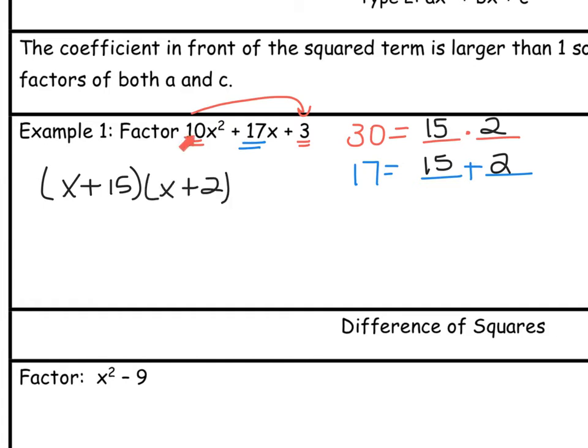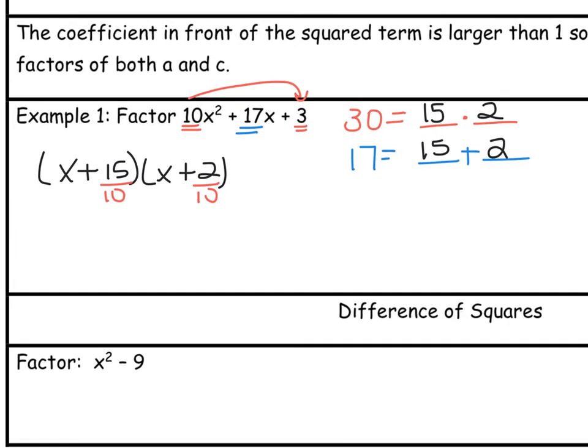But we have to consider the fact that we multiplied the 10 times the 3. Since we multiplied it in to get 30, we need to factor it out of the second term. So we are going to divide that second term by 10. And when we simplify the fractions, what we end up with is x plus 3/2 and x plus 1/5. So we can't leave that second part of the term in the parentheses as a fraction.